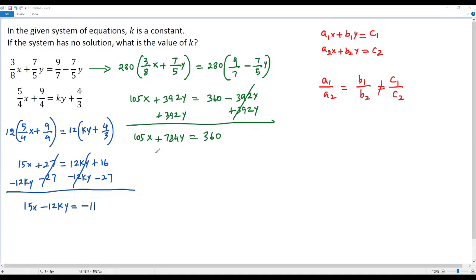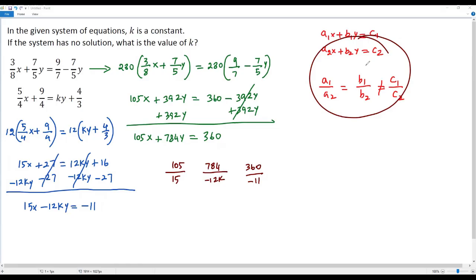Since we got both the given equations in standard form, we can use the stuff we have discussed over here. Let me get the ratio of the coefficients of x, that is 105 divided by 15. Now the ratio of the coefficients of y, that is 784 divided by negative 12k. Ratio of the constant terms is 360 divided by negative 11.